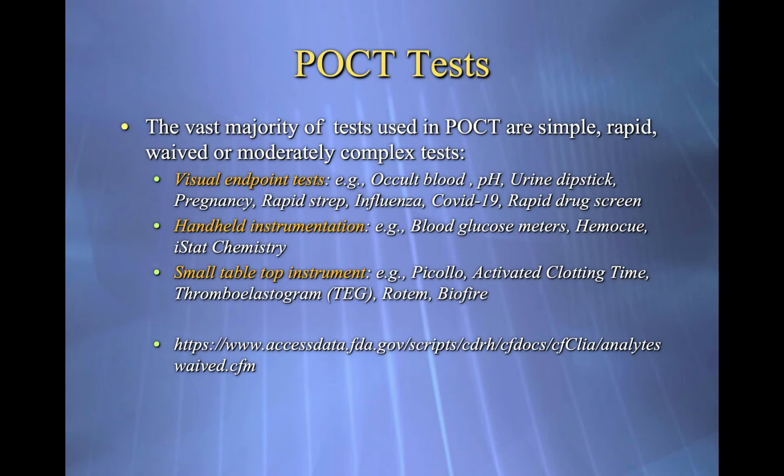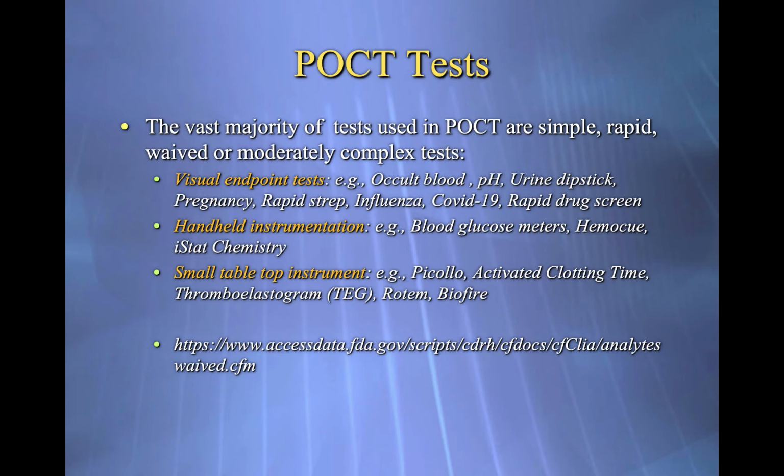At the simplest level, we've got visual endpoint tests. So things like occult blood, pH, urine dipsticks, pregnancy tests, rapid strep, influenza, COVID-19, rapid drug screens. Those are all visual endpoint tests because they're read by the person doing the test in a visual manner. Handheld instrumentation, such as blood glucose meters, the HemaQ for hemoglobin testing, or iStat chemistry that can perform a number of different tests, would be a type of point of care that has a small instrument.